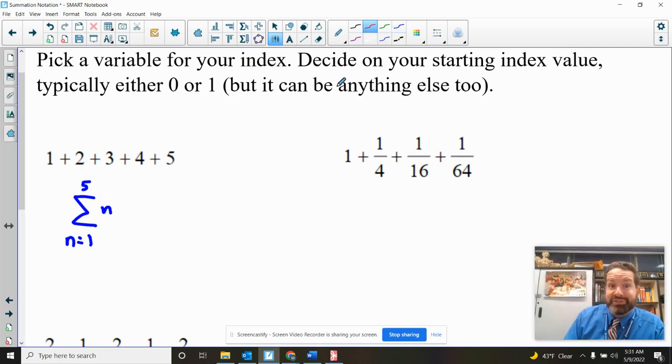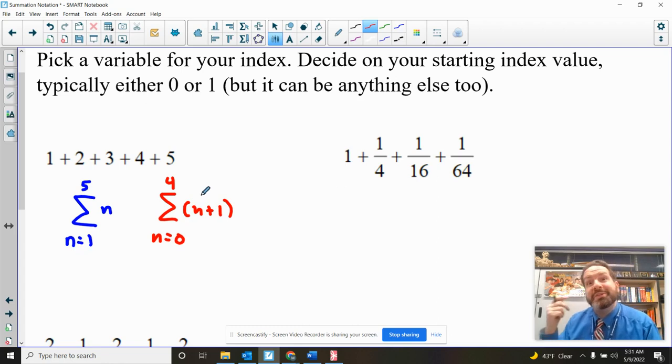Now, here's the thing, though. There are other ways to do this. I could get the exact same sum if I did this, right? Put a 0 in. 0 plus 1 is 1. 1 plus 1 is 2. 2 plus 1 is 3. 3 plus 1 is 4. 4 plus 1 is 5. It gets you the same sum in the end.